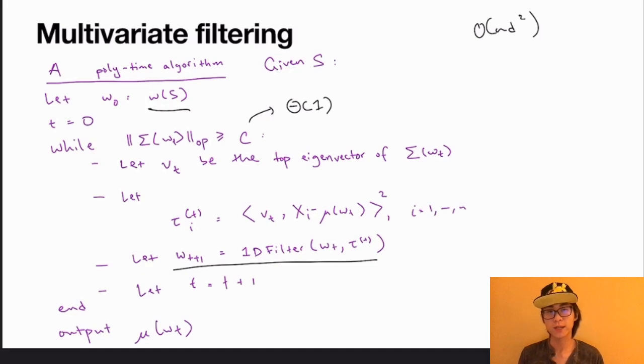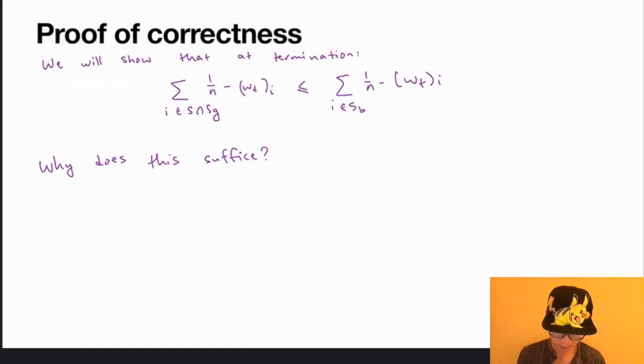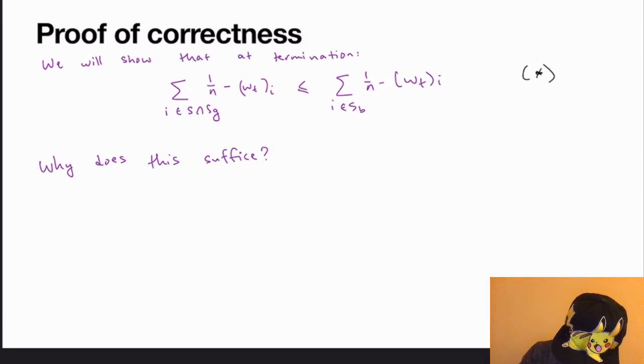Okay, so in the remainder of the lecture, we'll prove correctness. To do so, I claim it suffices to prove the following condition, which is that at termination, so at the very last iteration, we have removed more mass from the bad points overall than from the good points. Let me call this condition star. This is simply that the sum of 1 over n minus Wti, where t is the very last iterate, this sum for i in S intersect good is at most the same sum over i in S bad.